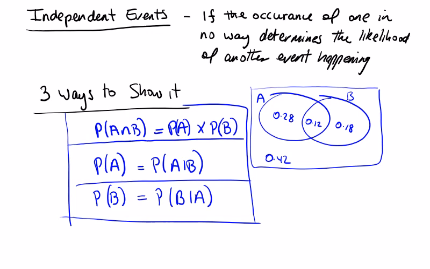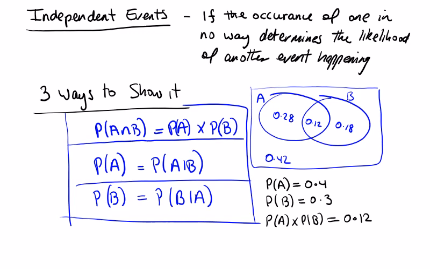Okay, so use one of the formulas to the right to show that A and B are independent. Okay, well, let's have a look. The probability of A is equal to 0.4. The probability of B is equal to 0.3. And the probability of A by the probability of B is equal to 0.12, which is equal to the probability of A intersection B, therefore independent events.